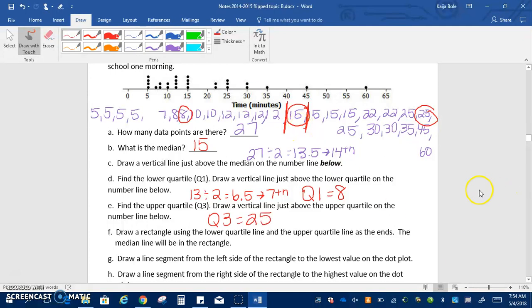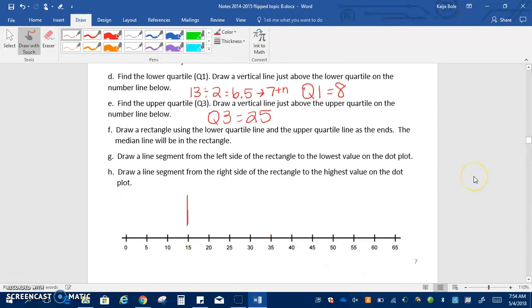So what I'm going to do is I'm going to go down here. I'm going to mark now. Our Q1 is at 8, so that would be about here. And then our Q3 is at 25, which would be here. So I'm going to connect these. This is the box part of our box plot. Alright, so this is our Q1, label that. This is our median, I'm going to put an M, and this is our Q3. And now our last 2 points are our minimum and our maximum.